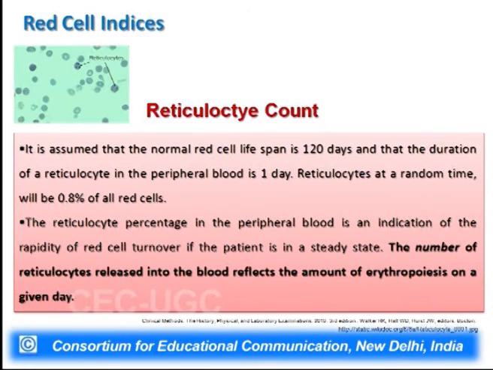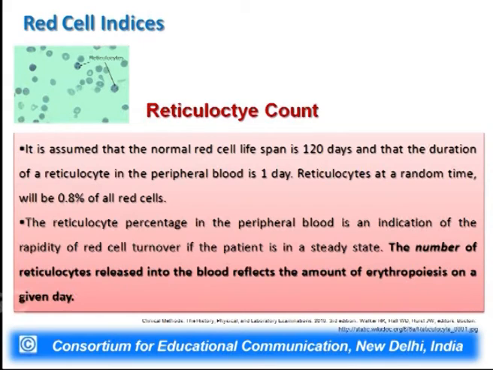Now the next important thing observed in the blood report is the reticulocyte count. Reticulocytes are basically immature red blood cells which are released into the blood one day before their maturation. We know that normal red blood cells have a lifespan of about 120 days, and reticulocytes remain in the peripheral blood for about 1 day. The reticulocyte count in a normal person will be about 0.8% of all red cells.